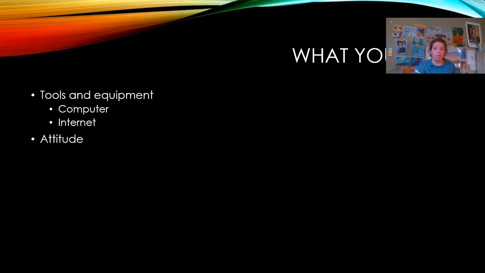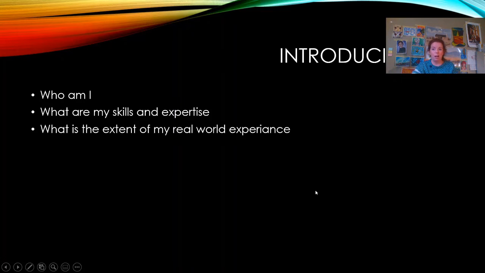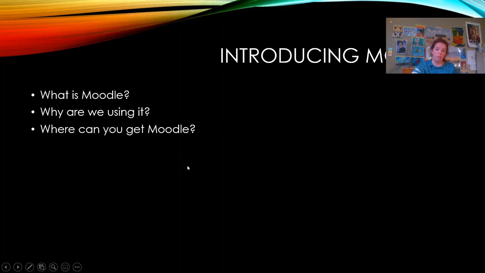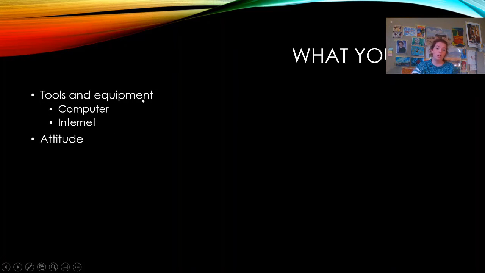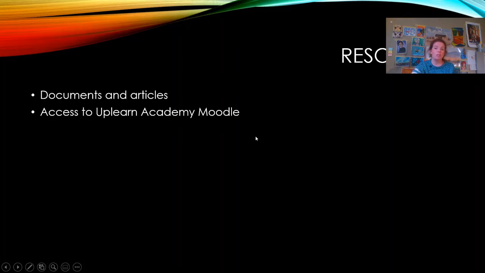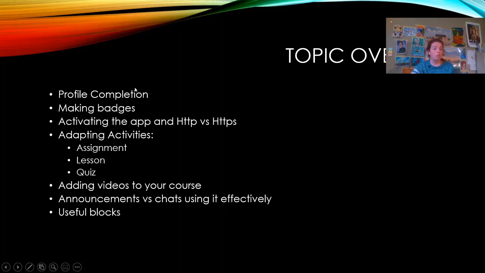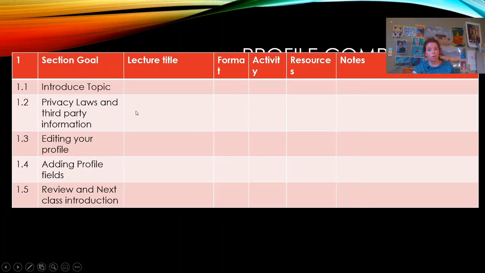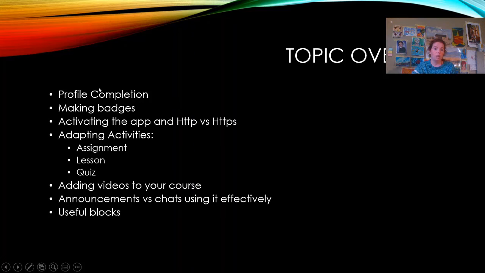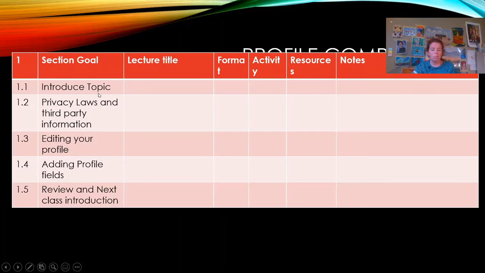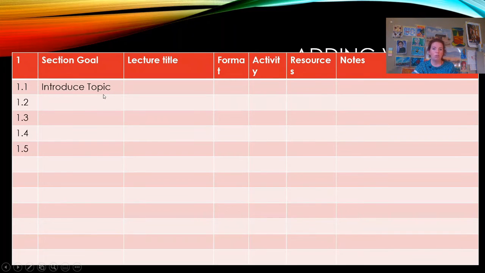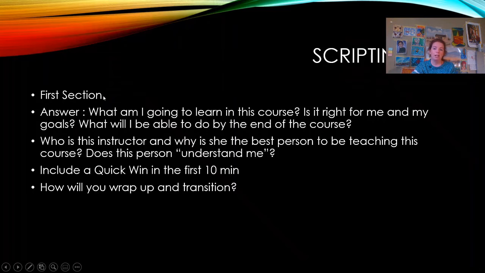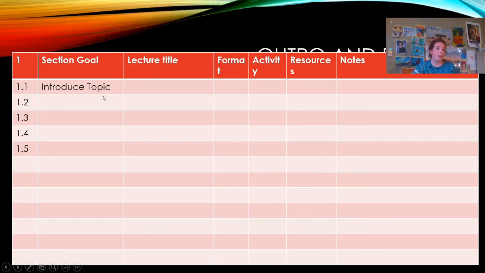Again, I'm not going to go through each point, but as I mentioned, I'm introducing me, introducing Moodle, a couple of points. What does the learner need? A couple of points. Resources, a couple of points. Topic overview, so everything we're going to be working through in the course, and then it goes on to the next one. The next topic is going to be the profile completion. That's basically the first class, and so it goes on for each of the different points. Like I said, I haven't actually finished it, but I wanted to share the process with you.